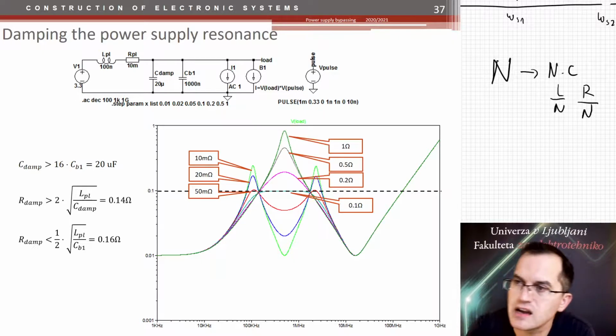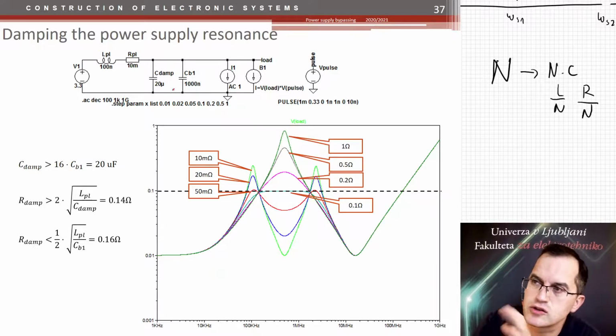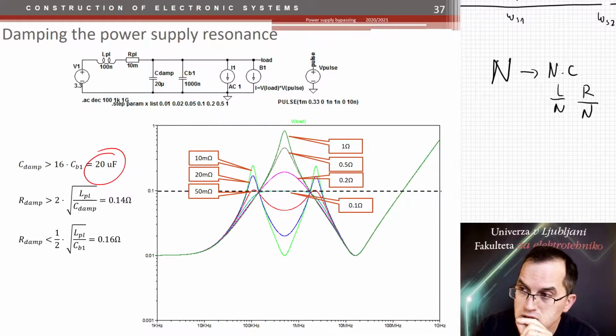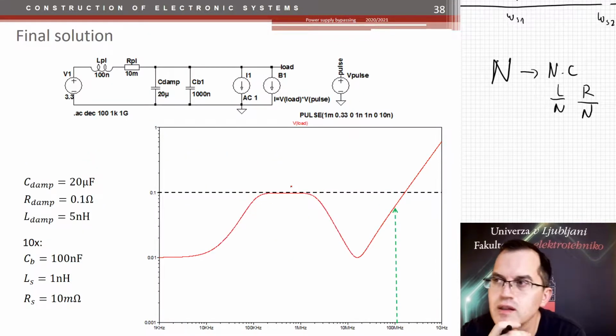I calculated the value of the damping capacitor to be around 20, and the resistor between these two values. Actually, it turned out that in the simulation, the 100 milliohm resistor was just perfect, because here it defined the resistance of 100 milliohms of my impedance. So now the final result is that one.